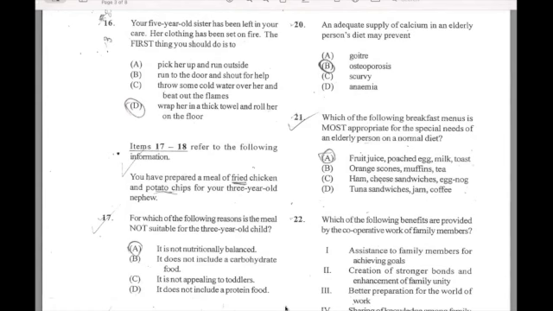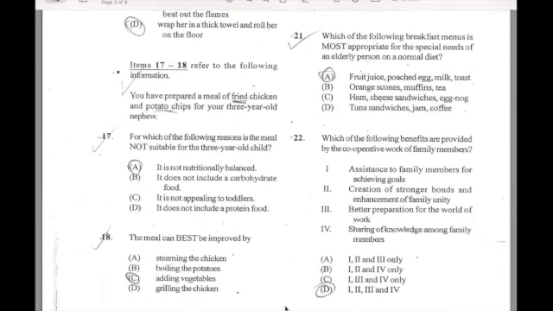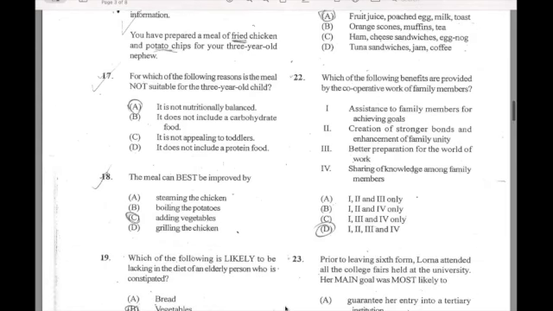Items 17 and 18 refer to the following information. You have prepared a meal of fried chicken and potato chips for your 3-year-old nephew. For which of the following reasons is the meal not suitable for the 3-year-old? A. It is not nutritionally balanced. Question number 18. The meal can be improved by adding vegetables. So your answer should be C.